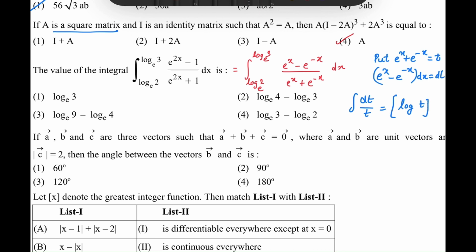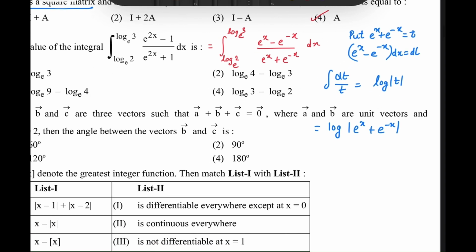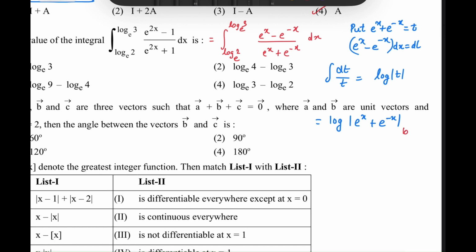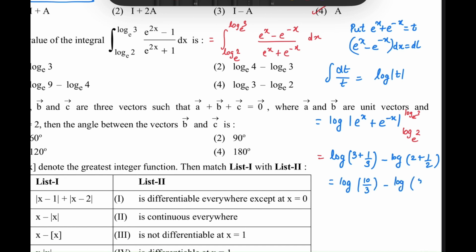Okay. Then what about t? t is nothing but log of (e^x plus e^(-x)). And now you have to plug in the upper limit and the lower limit. So e to the power log 3 is just 3, and what about e^(-x)? That will be 1 by 3, right? So that will be 3 plus 1 by 3 inside the log. Similarly for 2 you'll get log of 2 plus 1 by 2, right? So you have log of 10 by 3 minus log of 5 by 2.